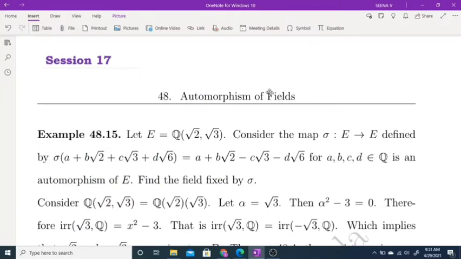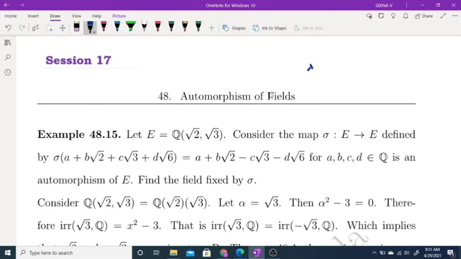Just recall what we have discussed in our last section. We have discussed fixed fields, the fixed field of an isomorphism. Let sigma be an isomorphism from E to a field F or F1. Then an element a belongs to E is left fixed by sigma if sigma of a equals a.